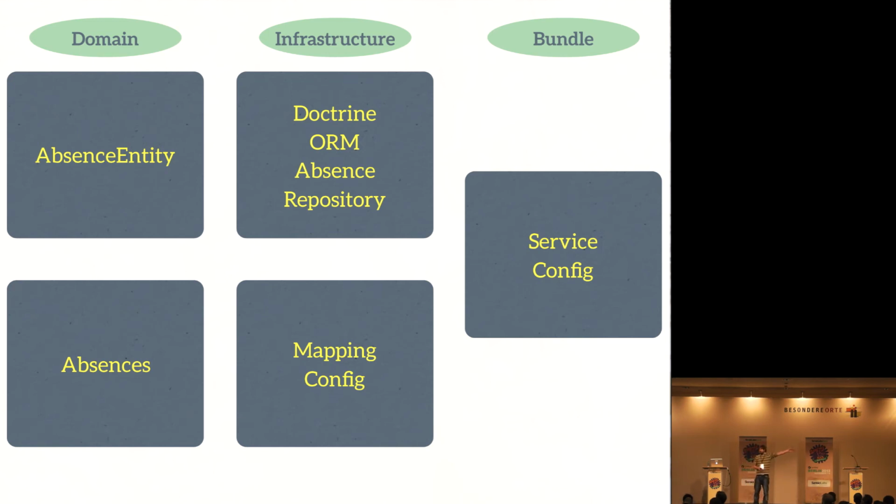So the domain has the entity, it has repository interfaces, and then we have an infrastructure layer that has repository implementations, and maybe a mapping config of using Doctrine to actually map the entities through to the database. And then in the bundle, we're going to use service configs to tie this up, so the application knows which infrastructure it's using for that domain.